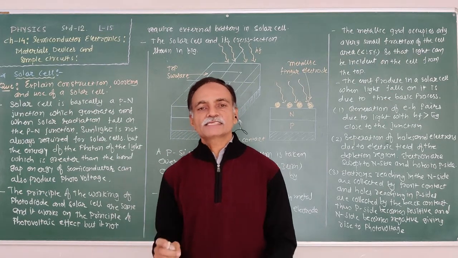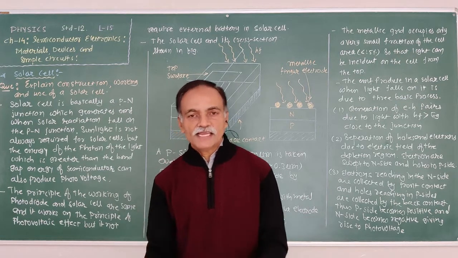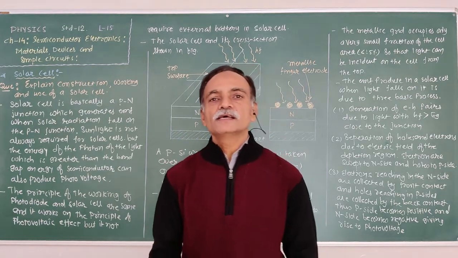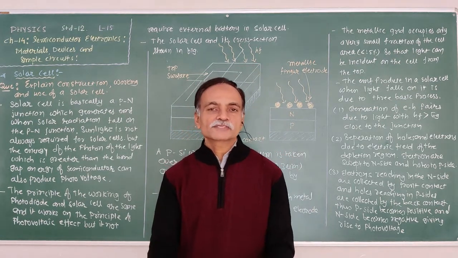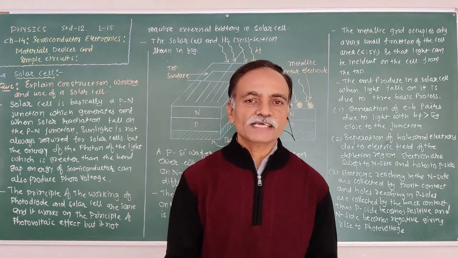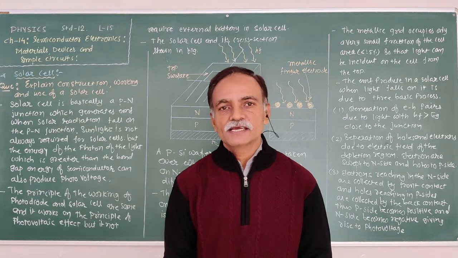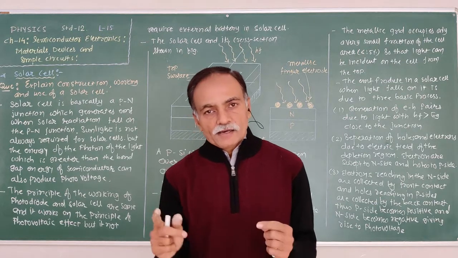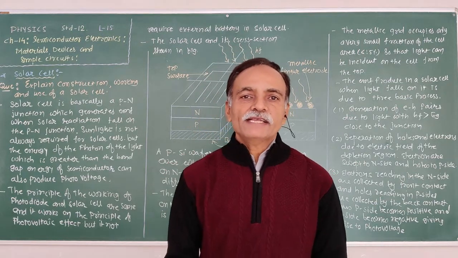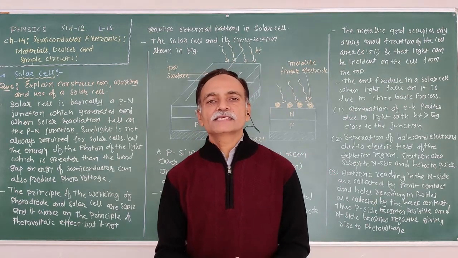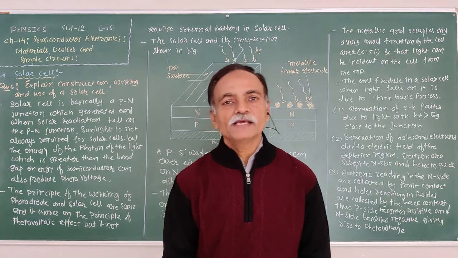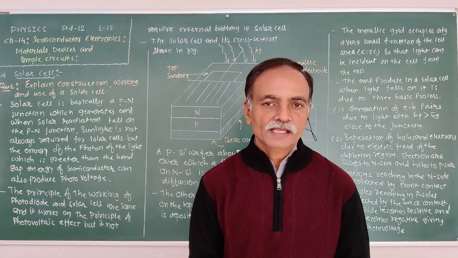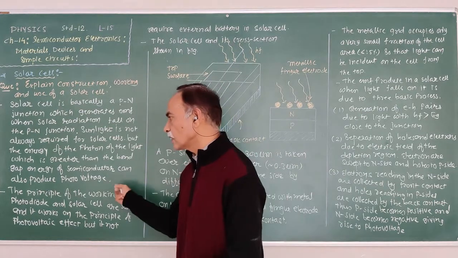So the solar cell is a PN junction. When sunlight is incident on the junction, the PN junction diode produces the EMF. It is not always necessary that sunlight is required, but the energy of the photon of the light must be greater than the band gap energy of the semiconductor used. It also produces the photovoltaic effect.